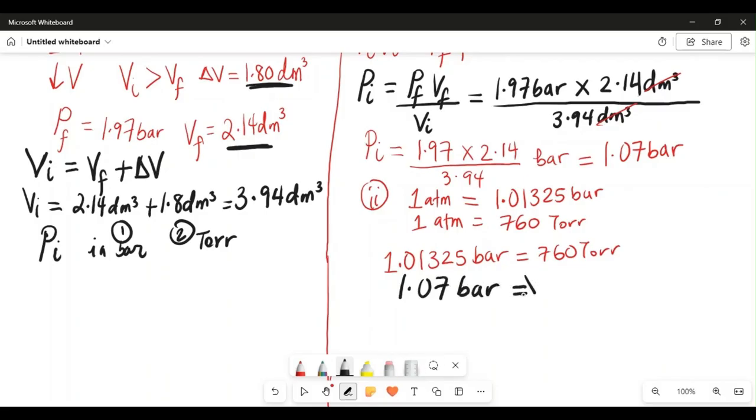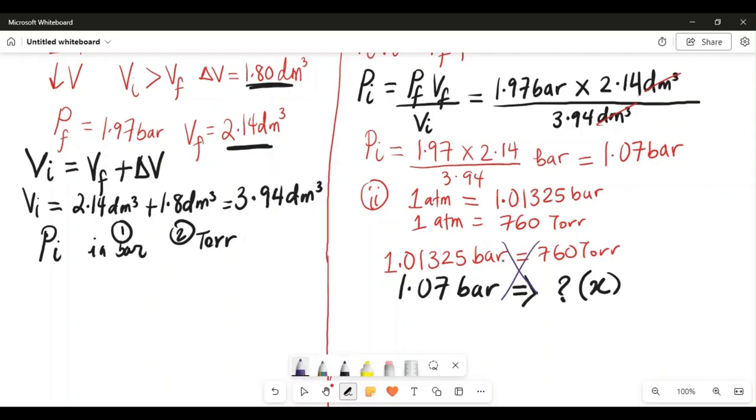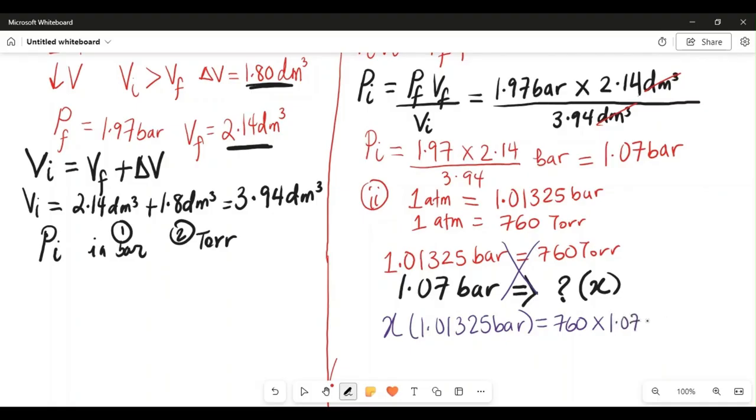Like, what is it going to give you? You don't know. That number that we don't know is an unknown, so we can denote it as X, and then we can just do simple math and simply cross multiply. So rather than writing the entire thing through dimensional analysis, you can do this quick method. That would just mean X, write your unknown, times 1.01325 bar equals 760 times 1.07, and then bar and torr.